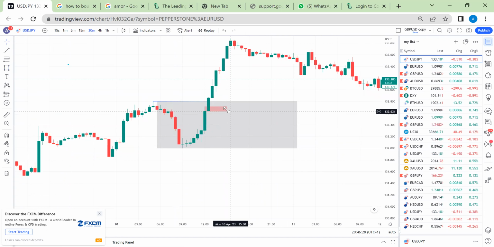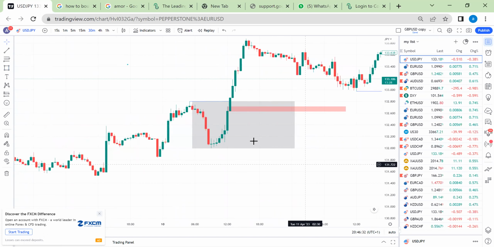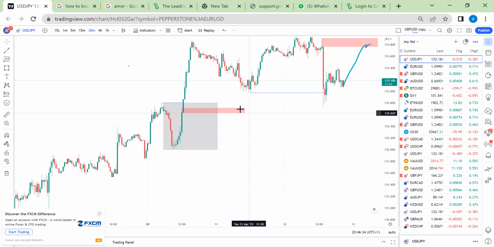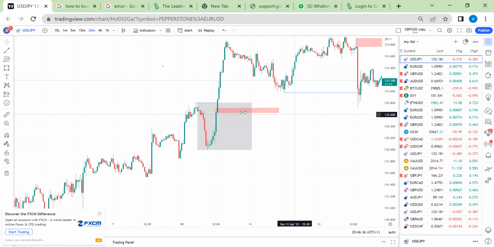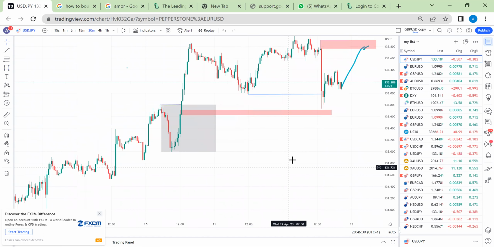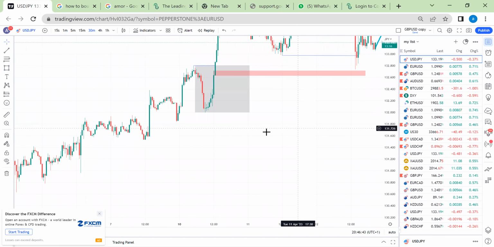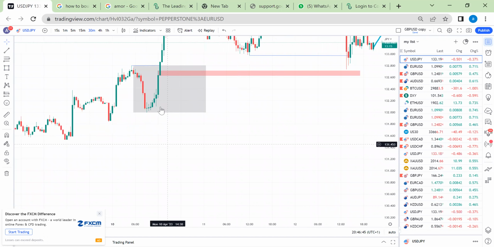So you can also use that wick as your POI. You just extend it to the left and see what happens. Price, I think price tapped. Oh, price didn't actually get to it. It almost tapped into it before reversing. Okay, so that's one.